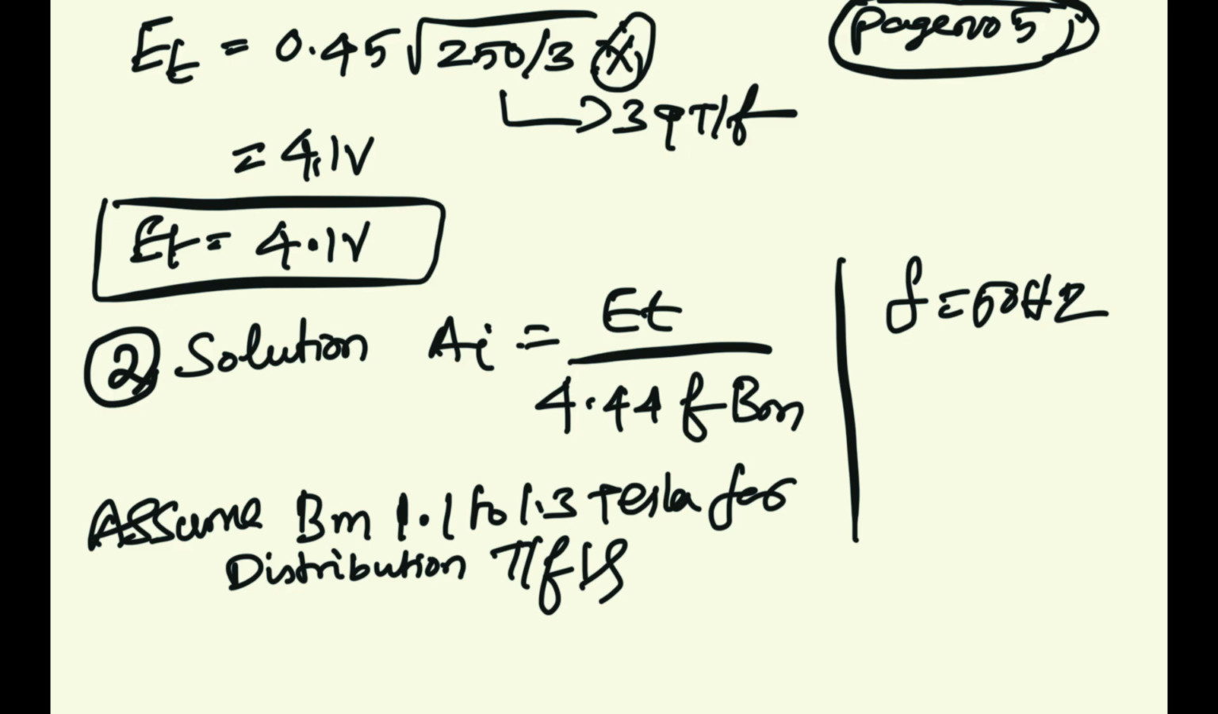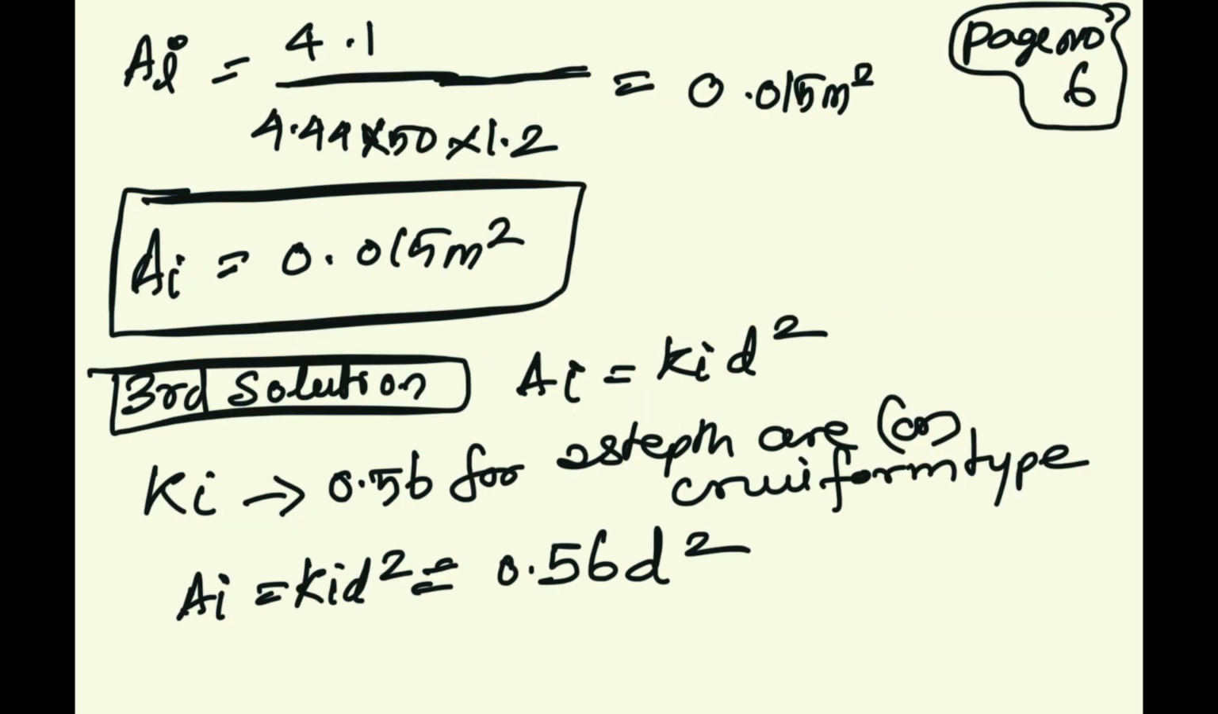Second solution: Ai, the area of the core, is Et divided by 4.44 f Bm. F value is given, 50 Hz. Assume Bm, the maximum flux density, is 1.1 to 1.3 tesla for distribution transformer, as given in classes. Ai is equal to 4.1 divided by 4.44 into 50 into 1.2, which is 0.015 meters squared.